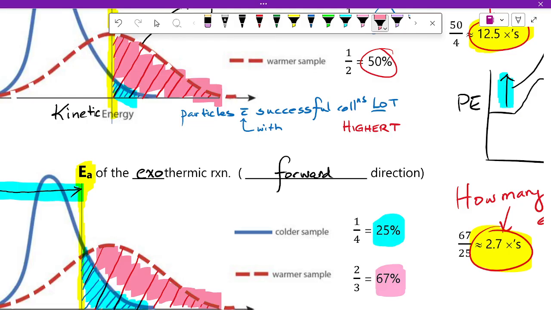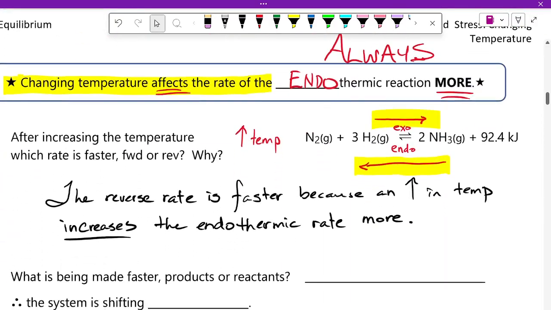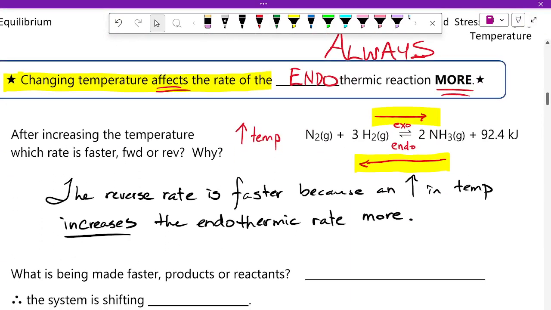You don't need to be able to explain this. Okay, you just need to know that the endothermic rate is affected more. Okay? But it was a very good question, and I like that.